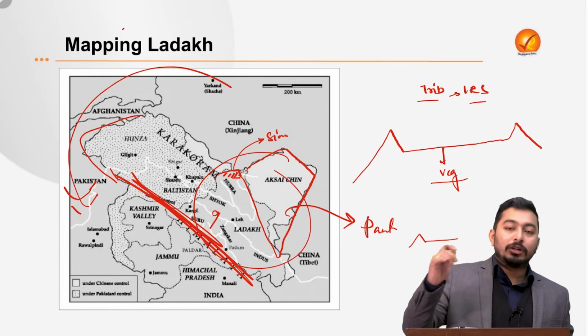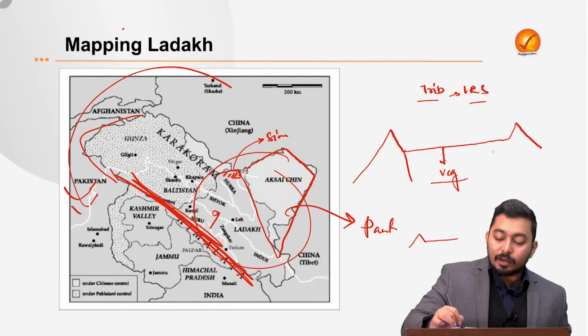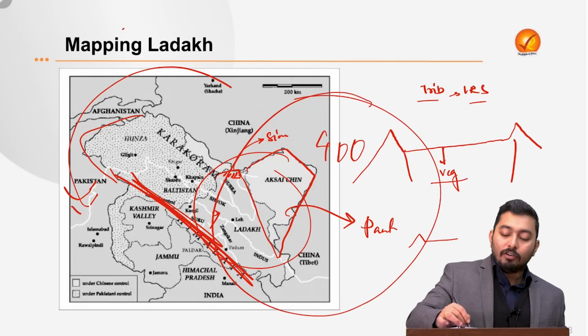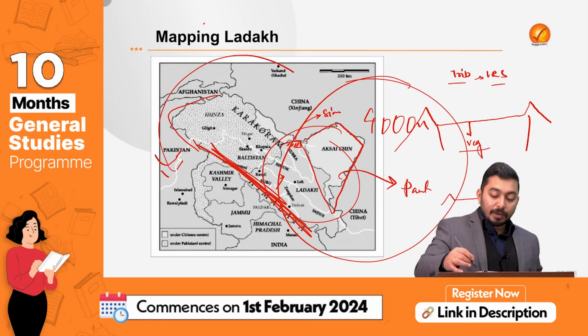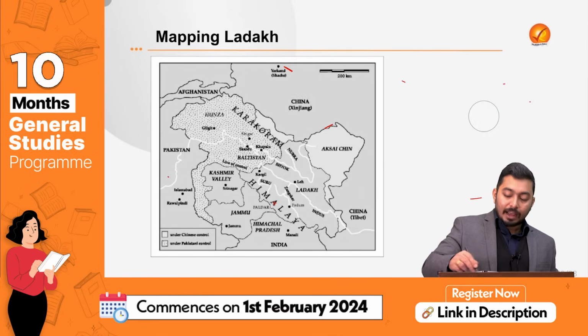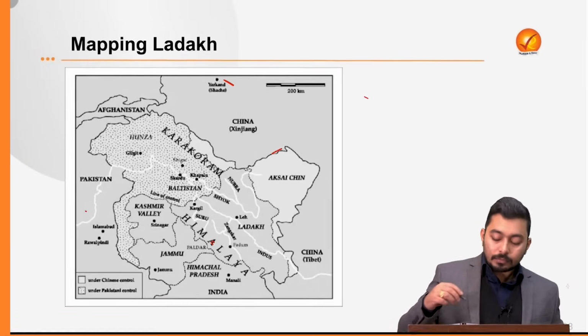Why are these mountains looking smaller? Because you are standing at a plateau. And please appreciate that this entire region has an average height of 4,000 meters. So Tibetan Plateau, Aksai Chin, you are looking at the Ladakh Plateau. So they are having very good height.